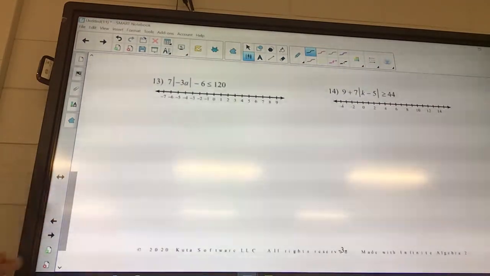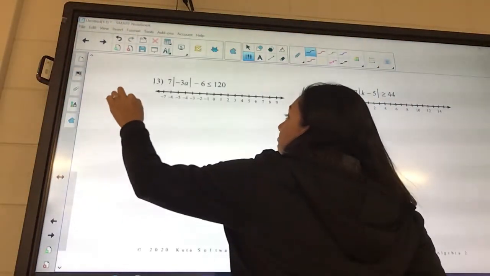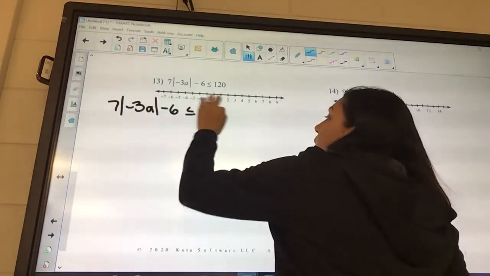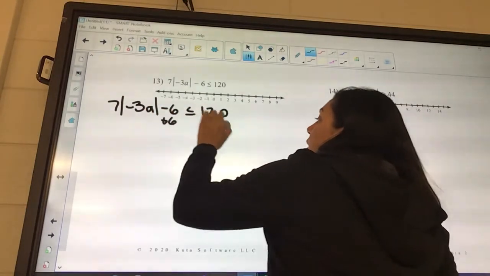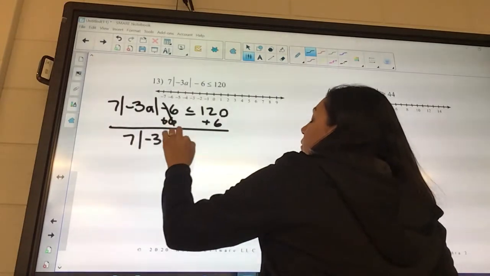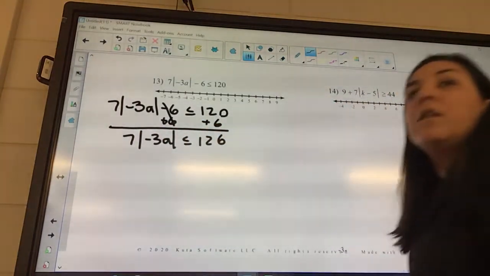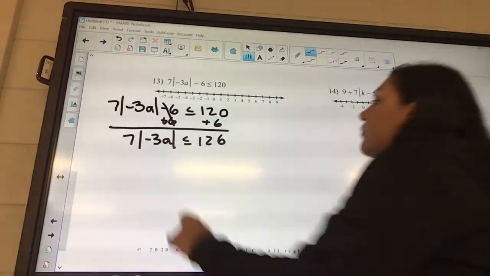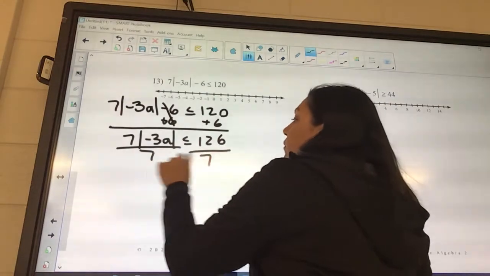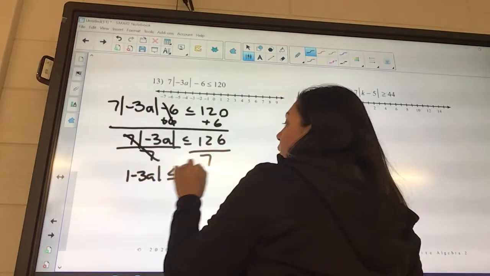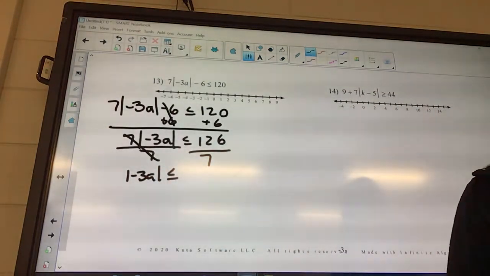Okay, look at 13. What needs to move first? It's negative 6. We gotta move that minus 6 first. Okay, so we're gonna say plus 6, plus 6. Okay, and then what? Divide by 7. We're gonna divide by 7. What's 126 divided by 7? 18. 18.